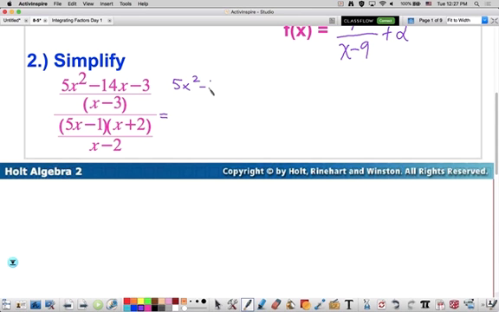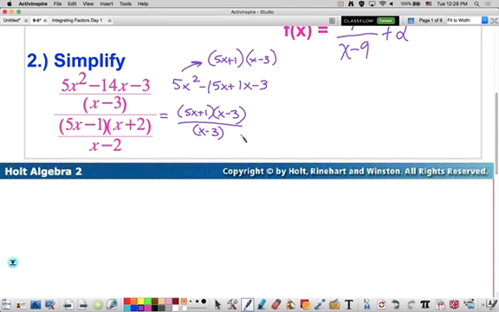5x squared minus 15x plus 1x minus 3 factors into 5x, or sorry, what is it? Plus 1 times x minus 3. Okay, so that's what this numerator is. So it's 5x plus 1 times x minus 3, divided by x minus 3.